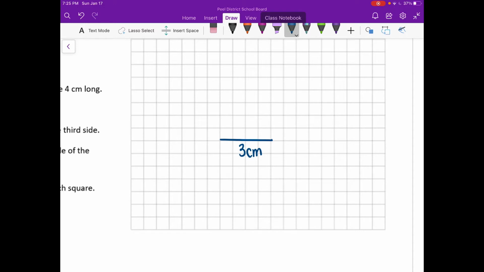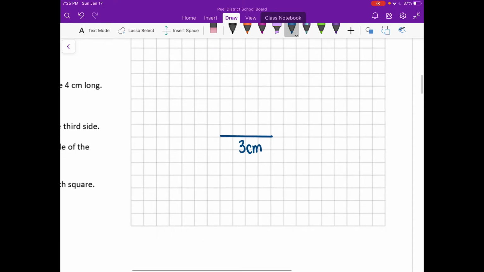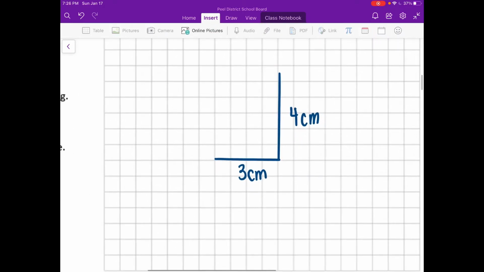Then it says to make a 4 centimeter line perpendicular to that line. So I'm just going to go in and make that line. So 4 centimeters goes to about, that's about 4 centimeters, right? So that's 4 centimeters. And then you're just going to draw a line here. So I'm just going to draw a line from the top to the bottom.